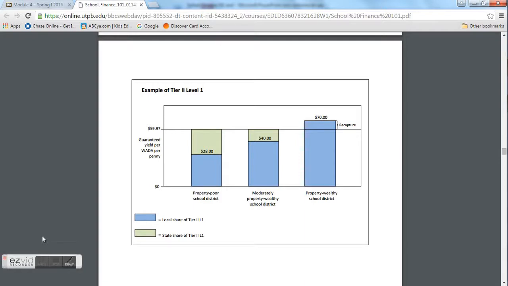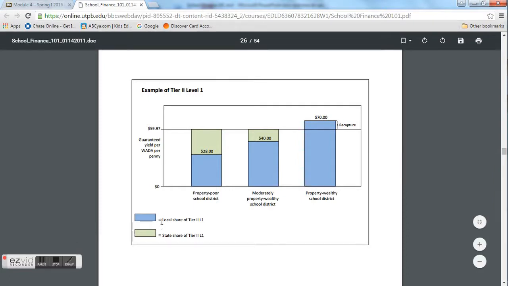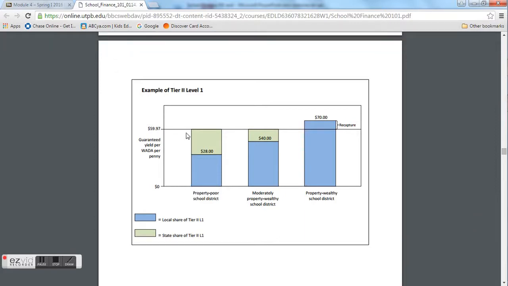Here is the example of Tier 2 Level 1 that we just discussed. In the blue, you can see that this represents the local share, and in the green, the state share. Here is the guaranteed yield per WADA per penny. And here is the line that it cannot pass. When it does pass, we have a recapture. So now we're going to look at what a recapture is.